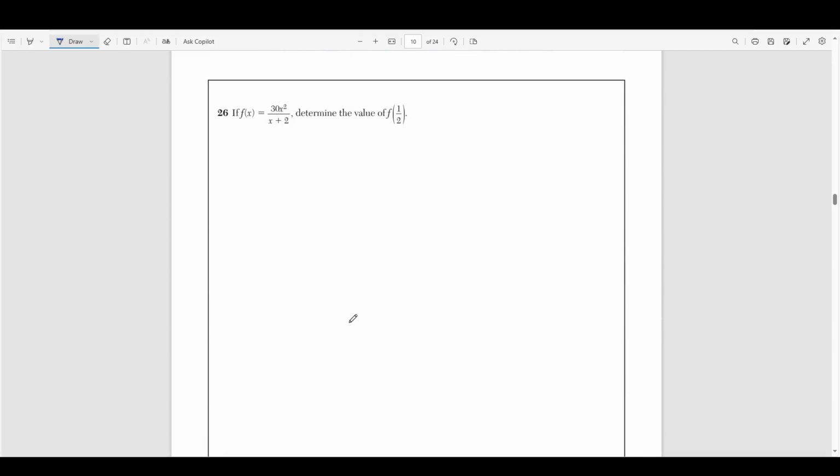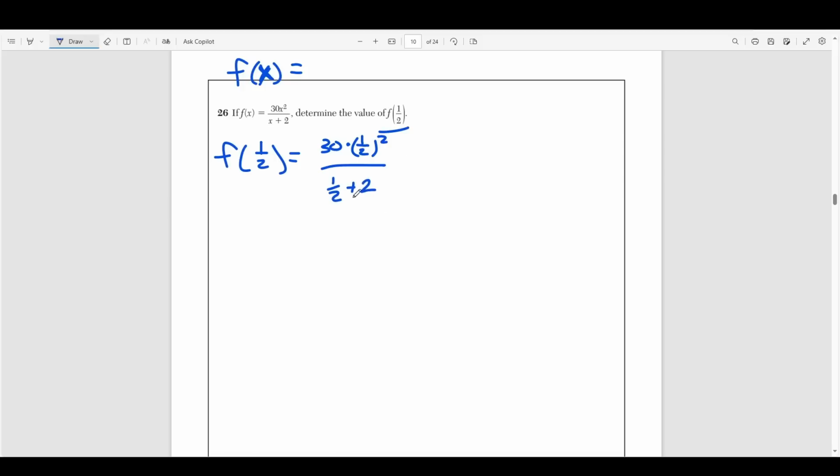Moving on to number 26, it asks if f of x is equal to 30x squared over x plus 2, determine the value of f of 1/2. So whenever you have this notation, f of x, whatever's inside of the parentheses is what you're plugging in for x. So f of 1/2 is still equal to this function when you replace x with 1/2. So f of 1/2 can be rewritten as 30 times 1/2 squared over 1/2 plus 2.